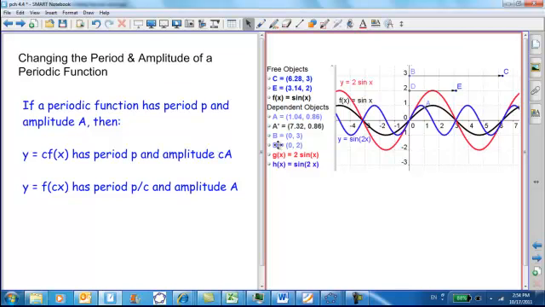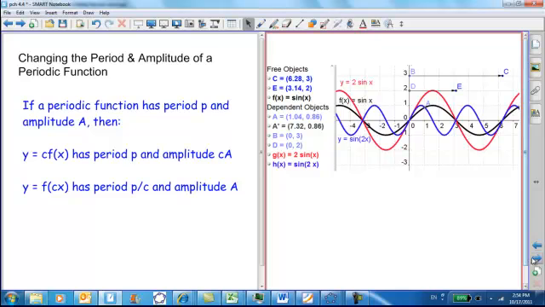And so now we can see the effects here. We've got a periodic function, a sine wave, with a period of 2 pi and an amplitude of 1. Now if y equals c times f of x, that's what we're doing here with the g function, the period stays the same, but the amplitude gets doubled. Then if we do f of c of x, the period is the original period divided by c, with the sine 2x, the period got cut in half, and the amplitude stayed the same.